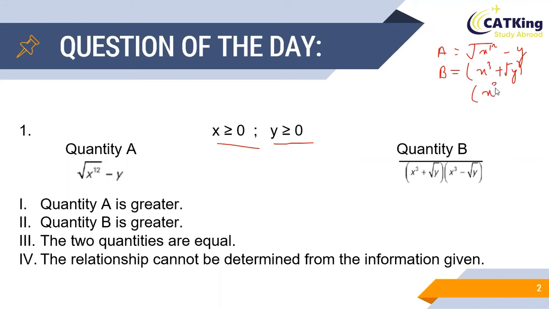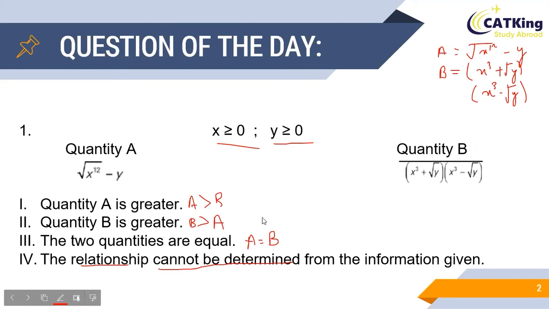Next, we are asked to determine if A is always greater than B, that is option 1, or if B is greater than A, that is option 2, or if A is equal to B, that is option 3, or if the relationship cannot be determined from the given information.